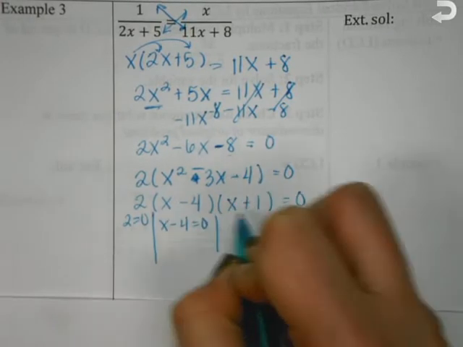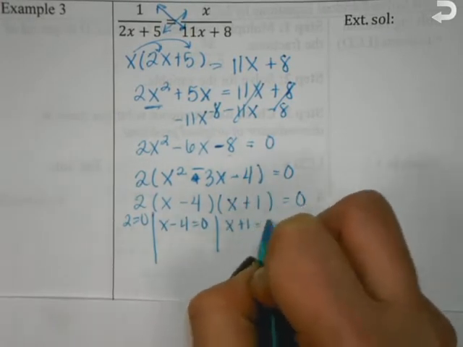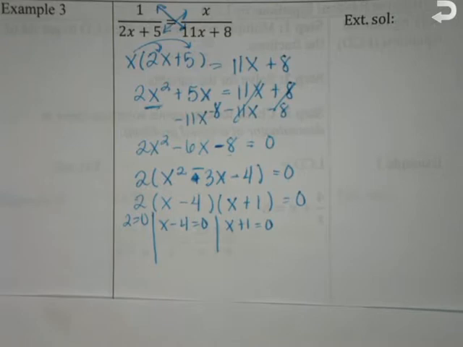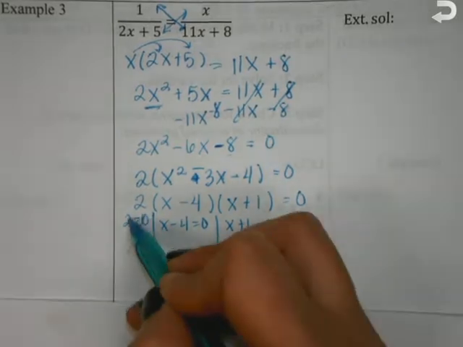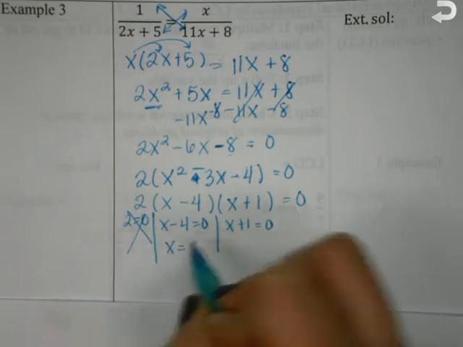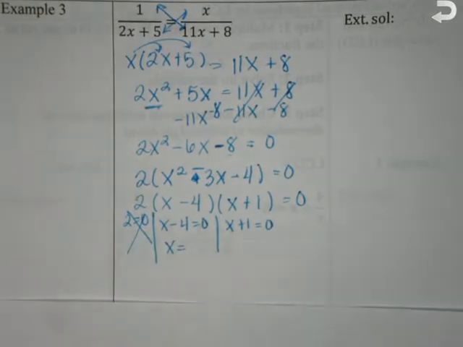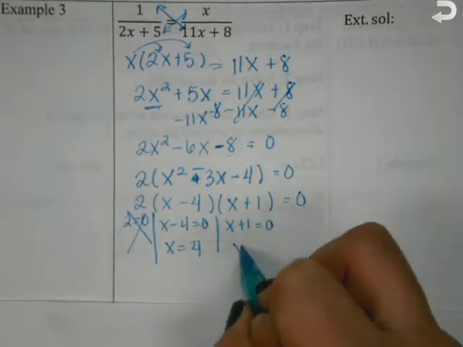Is 2 equals 0 even possible, guys? No. This one, x minus 4 equals 0, is going to give me an answer of 4. And x plus 1 equals 0 is going to give me negative 1. So my two answers are 4 and negative 1.